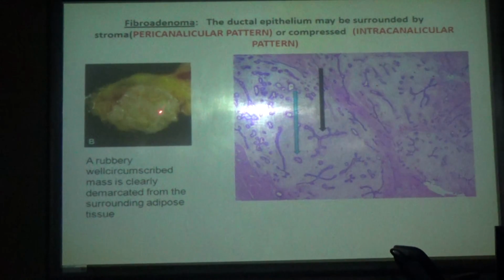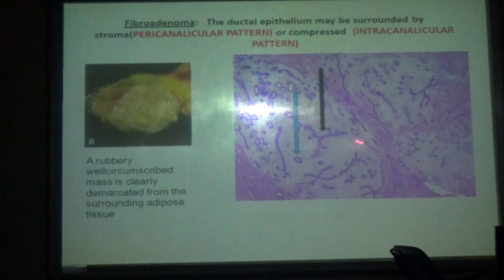This is the breast tissue. You can see a white yellowish mass which is well defined. You can see the border here. This is the breast tissue. So it is a rubbery, well circumscribed mass, clearly demarcated from the surrounding adipose tissue.